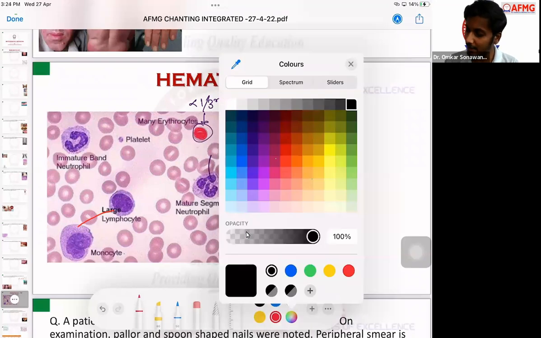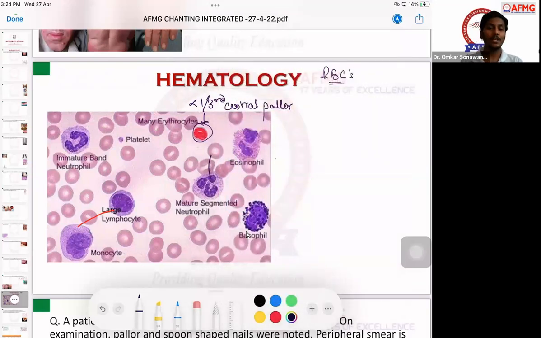I hope all of you are quite aware of spherocyte. And please tell me, spherocytes in childhood are seen in which condition? Please remember, spherocytes in childhood are seen in hereditary spherocytosis, whereas spherocytes in adulthood are seen in autoimmune hemolytic anemia, as we discussed already in the last class.